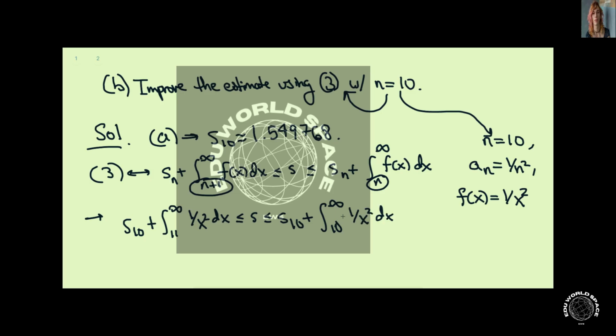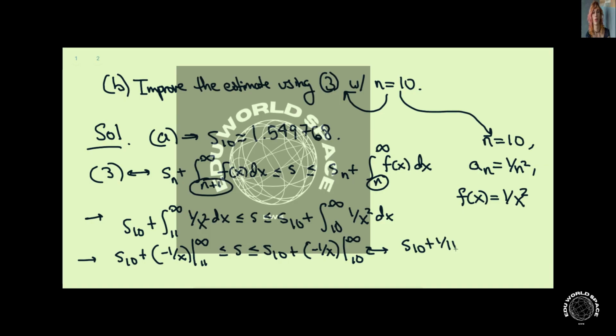Okay, so then now we could actually just go ahead and integrate this. We do have improper integrals here, but these ones are not too bad because when you plug in infinity, the expression becomes 0. And so that would become S10 plus 1 over 11 less than or equal to S less than or equal to S10 plus 1 over 10.